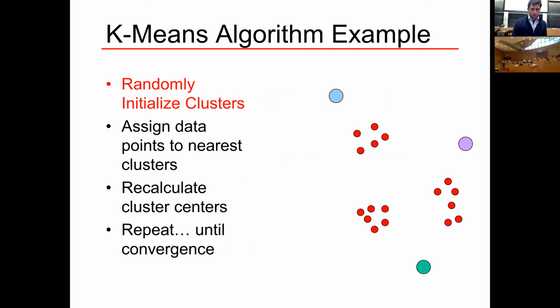So here's an example. I have a bunch of red points, and I randomly initialize my clusters this way. Then I assign the data to the nearest clusters.